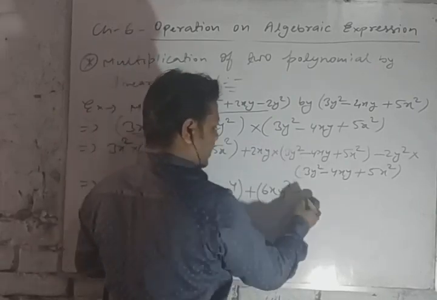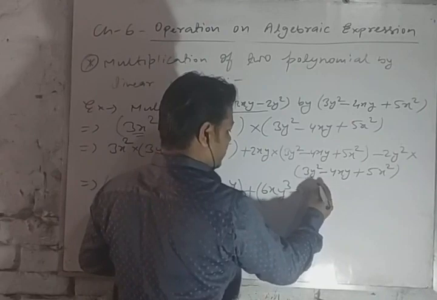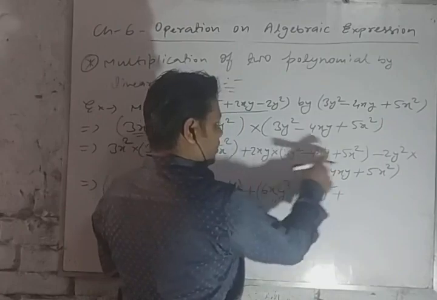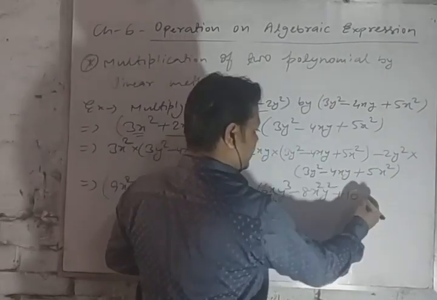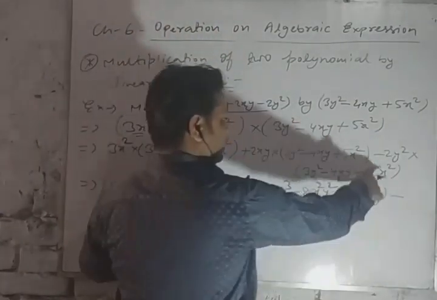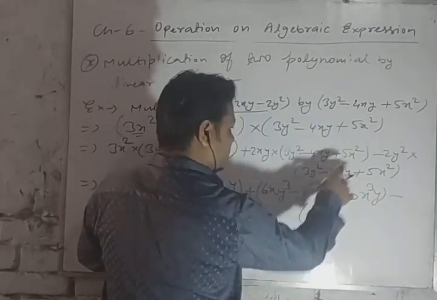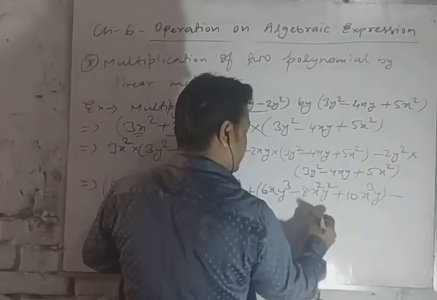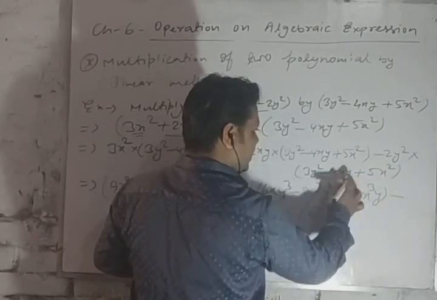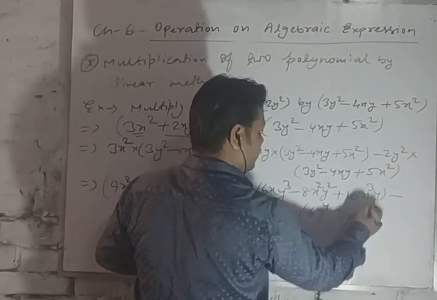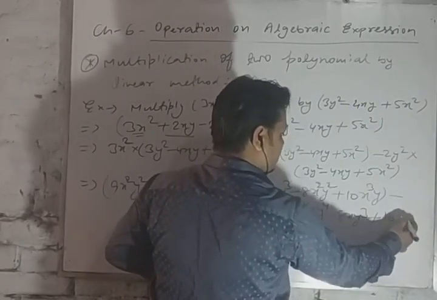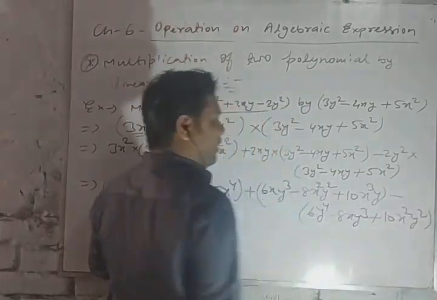Now here 2 threes are 6 xy cube, minus 2 fours are 8 x square y square, plus 2 fives are 10 x cube y. Now minus 2 threes are 6 y to the power 4, minus 2 fours are 8 x and y cube, 2y and 1y, plus 2 fives are 10 x square and y square.